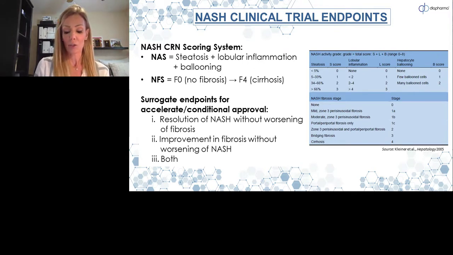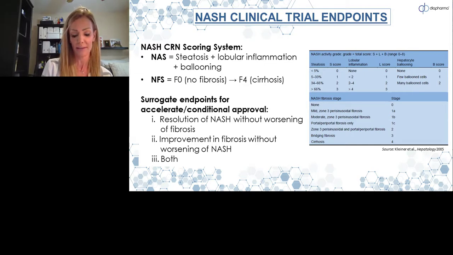So that has led to the use of surrogate endpoints that are predictive of clinical benefit for accelerated approval in the US and conditional approval in Europe. Both the Food and Drug Administration, or FDA, and its European counterpart, EMA, are now accepting changes in liver histology as surrogate endpoints to attest efficacy of therapeutic treatment in NASH clinical trials.